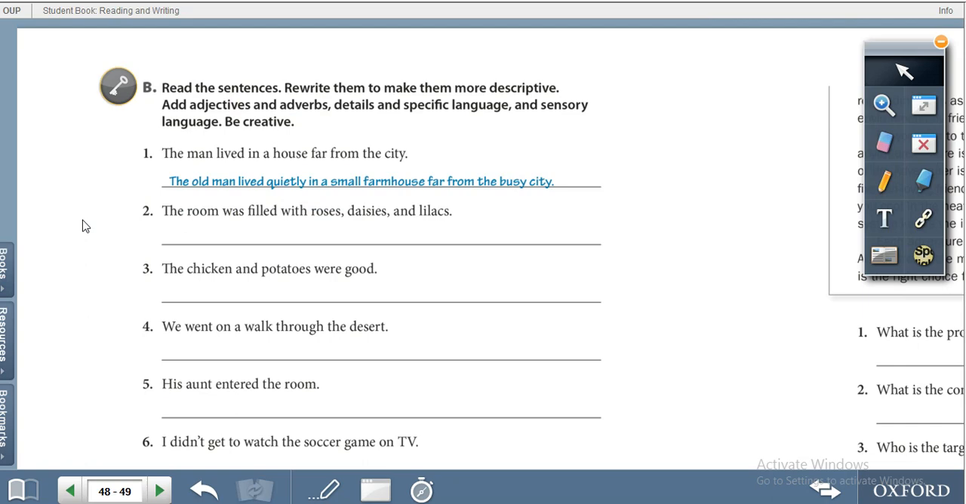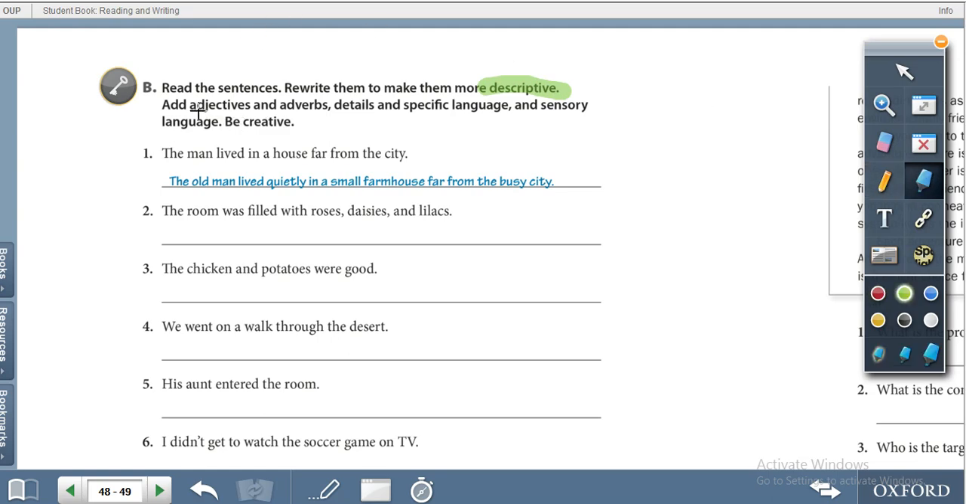The next is, let's go to page 48. There is another exercise. What does the writer want from us? You have to read the sentences and rewrite them. These are six sentences. You have to read these sentences, rewrite, and then make them more descriptive. How can we make them more descriptive?